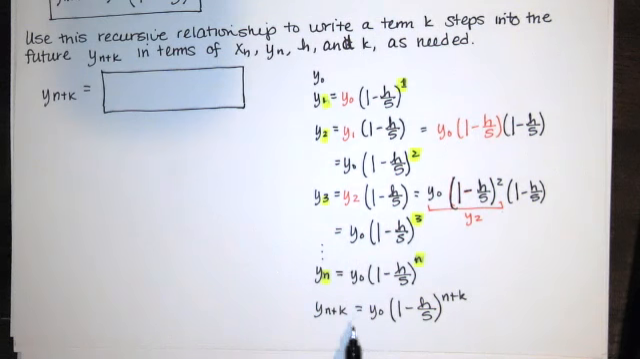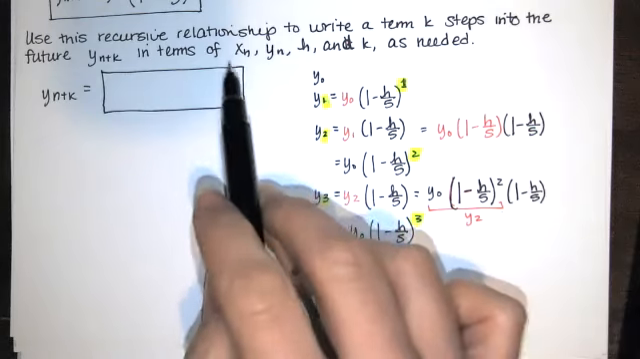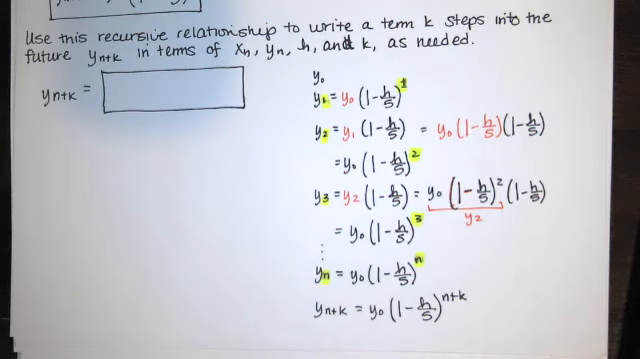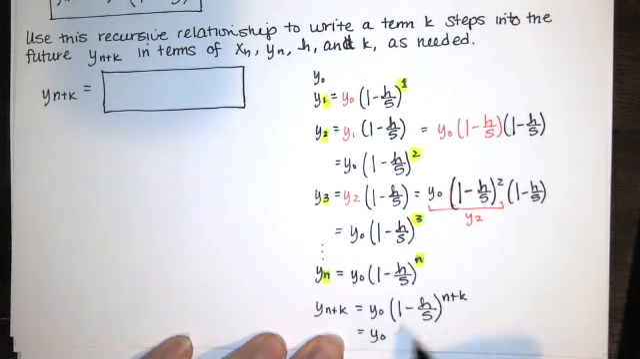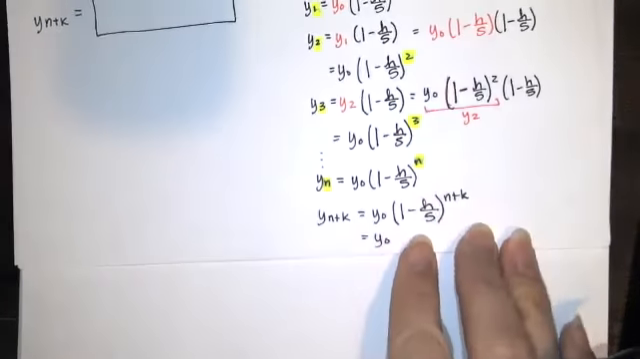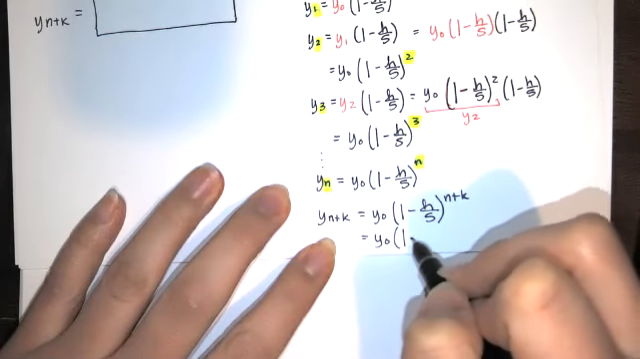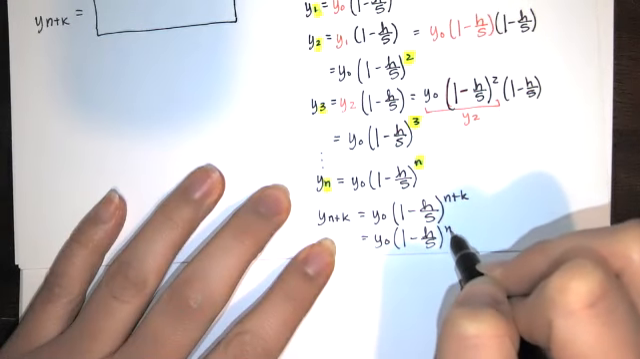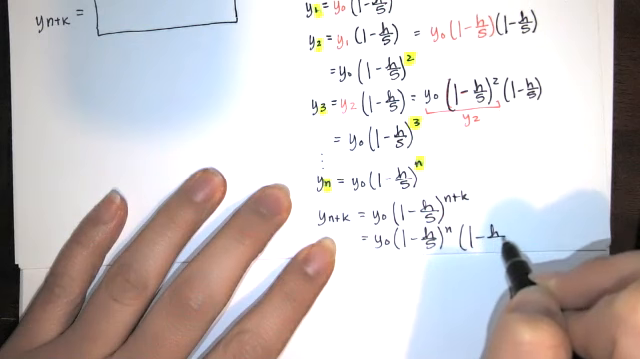But I'm not supposed to have my y sub n plus k in terms of y sub 0. I'm actually not even supposed to have it in terms of n. We want it in terms of y sub n, x sub n, h, and k is needed. But that's easy enough to do because we can break this up into two pieces. We can think of this as y sub 0 times 1 minus h over 5 to the nth times 1 minus h over 5 to the k.